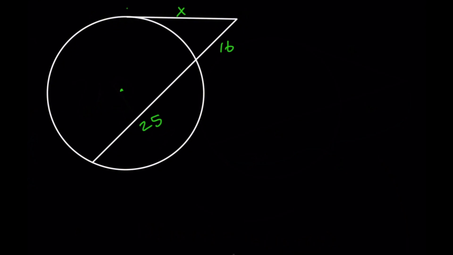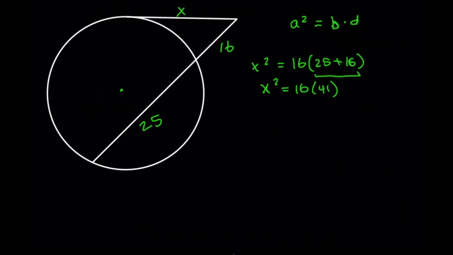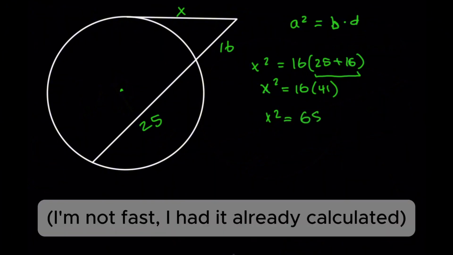So we have the tangent right here. The tangent is equal to x, and then this is the secant right here. So we're going to start. I'll rewrite the formula up here, since we don't have A's and B's, but this could be rewritten as outer times whole. So we're going to have x squared, since we don't know A, and 16 times 25 plus 16, which is this right here, is 41. And then we're going to multiply those two, 656.